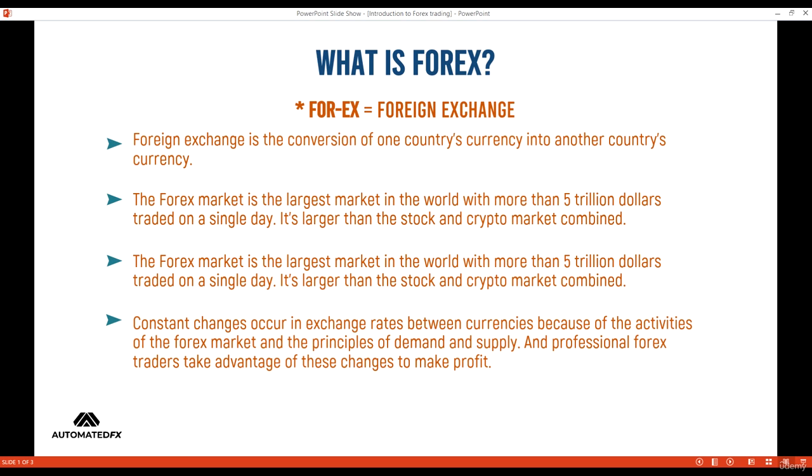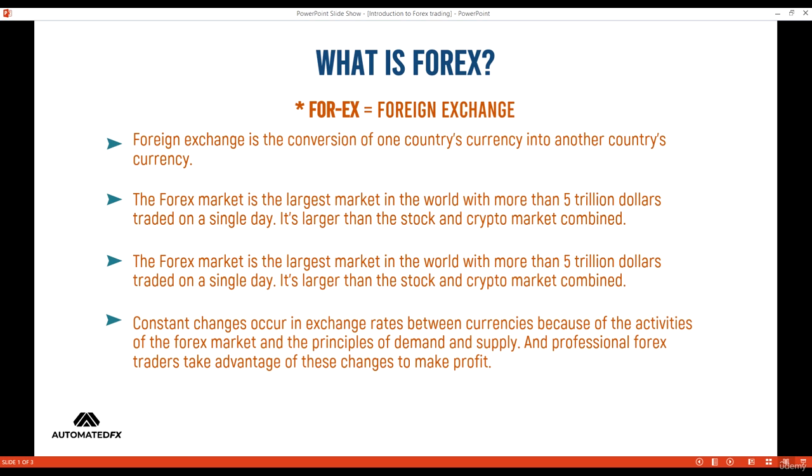So if you've ever converted your country's currency into another country's currency, whether for traveling purposes, maybe you're going on a vacation or traveling to visit a friend outside the country, or maybe for the purpose of purchasing some items from that country, or for whatever reason, then you've participated in Forex trading without even knowing it, because you've exchanged one country's currency into another country's currency.